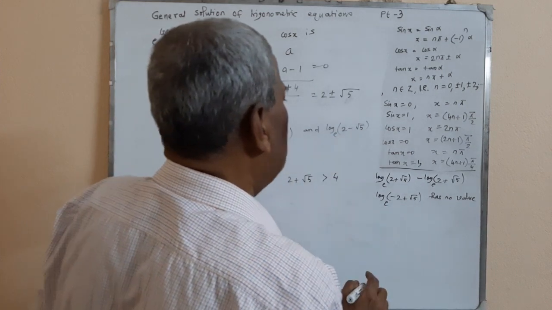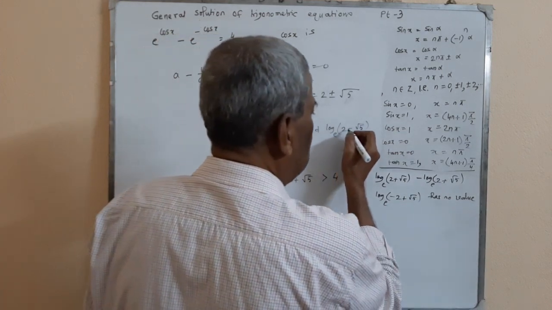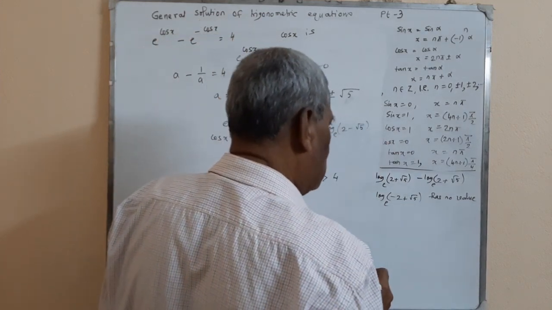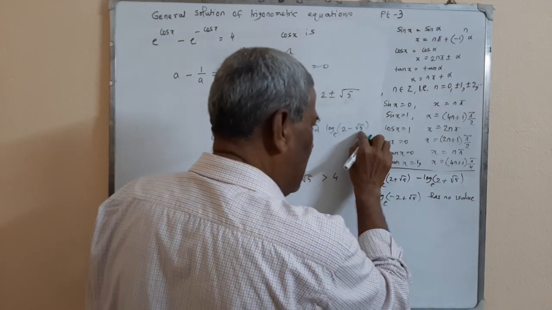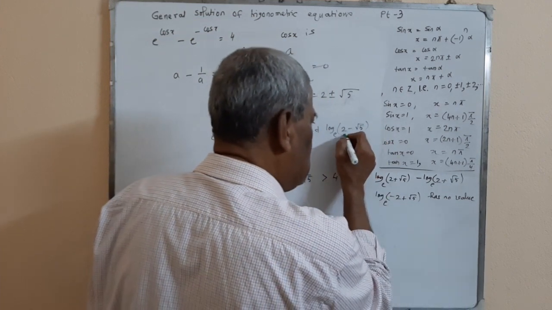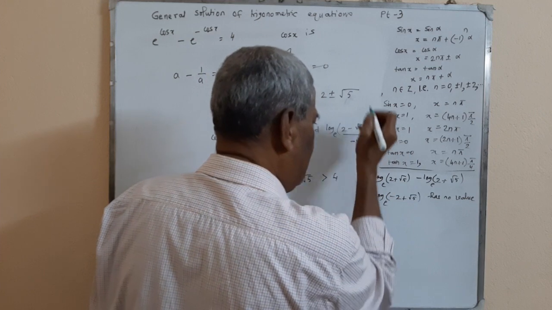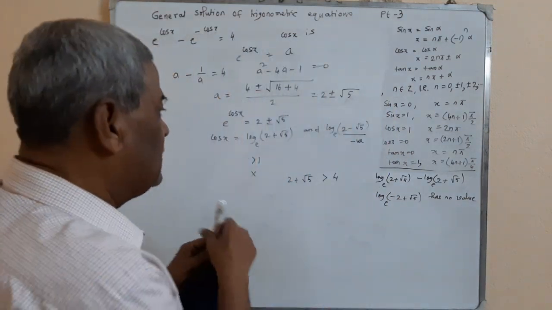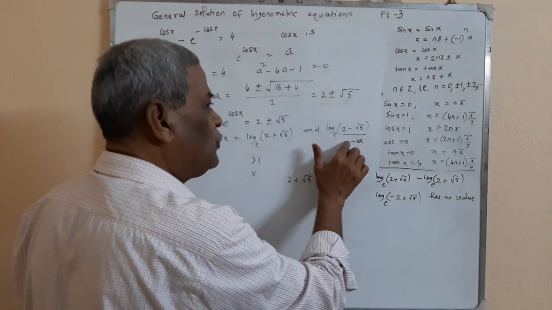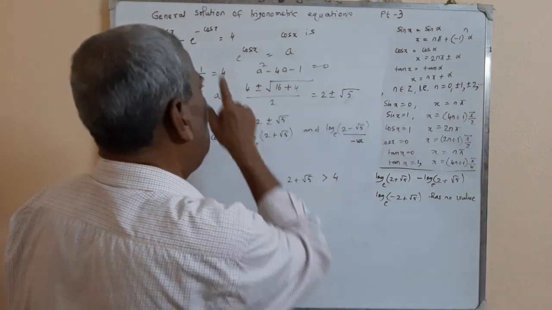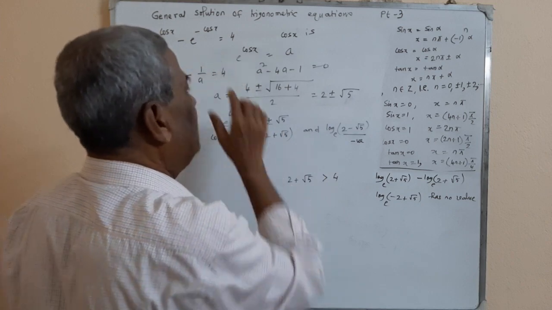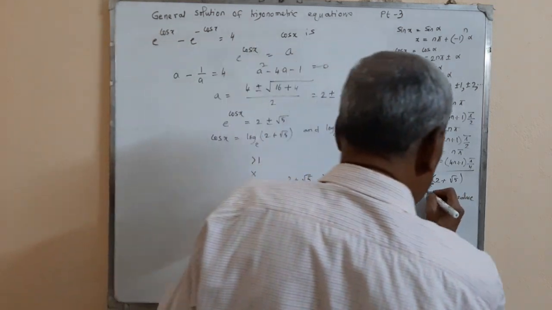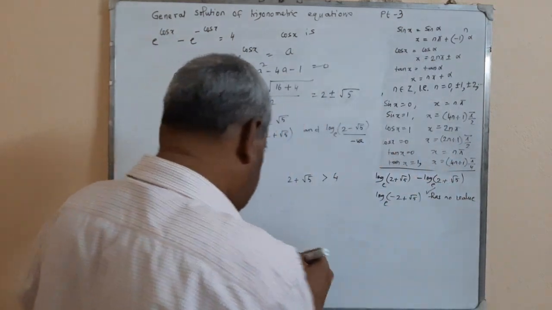And consider the second one. This is 2 minus root 5 within the log. Root 5 is greater than 2, so this is negative. So it is not admissible, this is also not admissible. So cos x in that equation has no value. So the fourth option is correct.